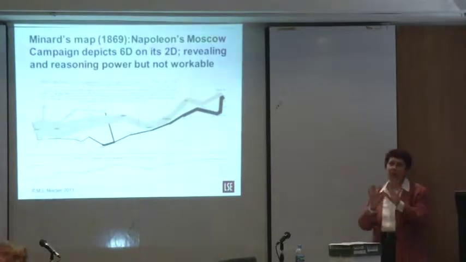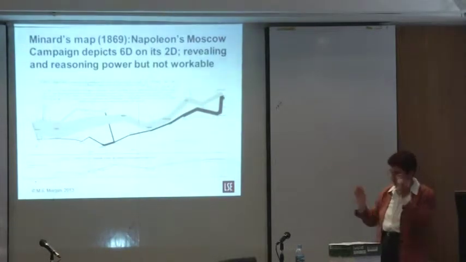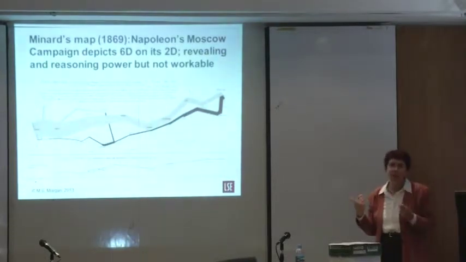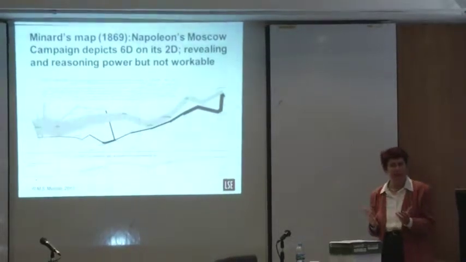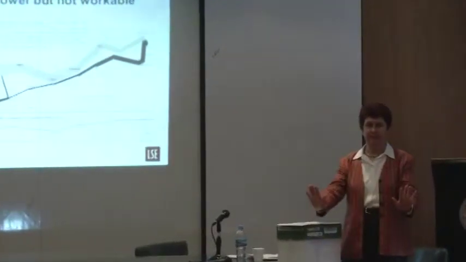So represented on this map, depending exactly on how you count them, is the size of the army and the changes in it, their positions, there's the latitude and longitude, there's the direction of travel, there's the location of dates when these things happen, and there's the weather. So this reveals a huge amount about Napoleon's Moscow campaign. So it's a small object, 2 dimensions on paper, representing 6 dimensions, a revealing object, but not one that you could reason with in a kind of counterfactual way.